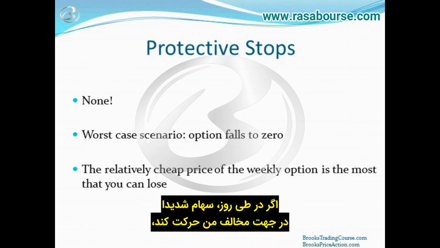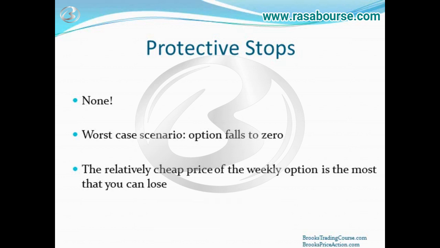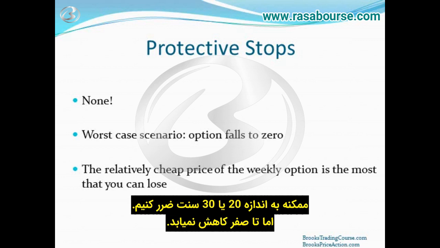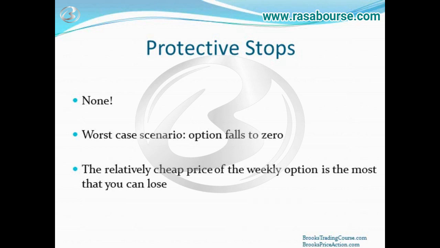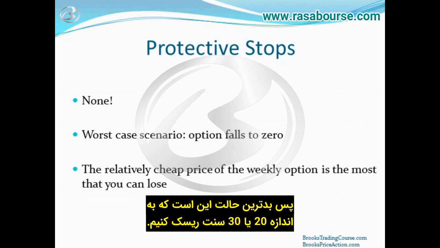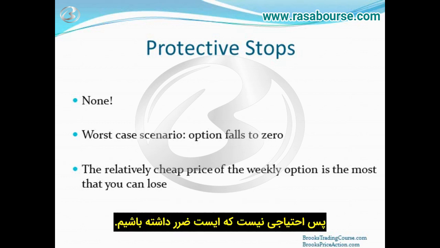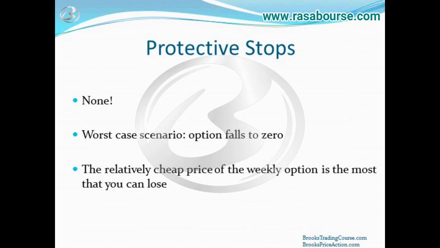If the stock goes against me greatly during the day, usually the option will not fall to zero. It may lose 20 cents or 30 cents, but will not fall to zero. So, worst case realistically is I'm risking 20 cents or 30 cents. And if I had a stop in the spider, I might have a stop 20 or 30 cents away. So there's no real sense and no need to have a stop.